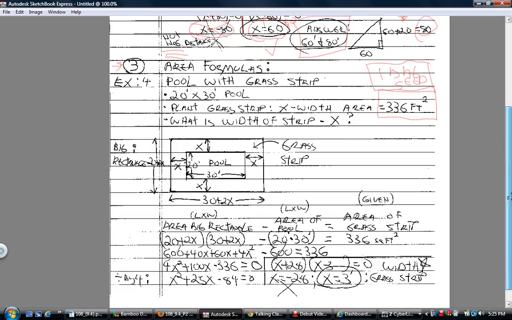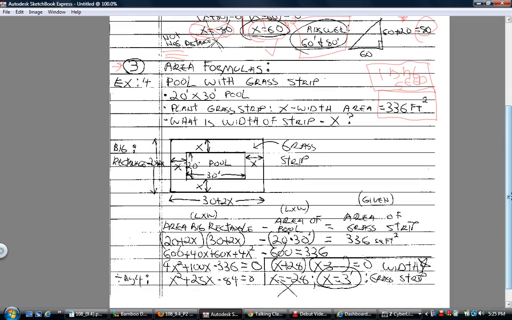So you're talking to them and you go, I think I can help you out. So what do I suggest in these problems? A diagram. Okay, draw a 20 by 30 pool. Draw the big rectangle going around it. Okay, let x represent what? The grass strip. It's on all four sides.